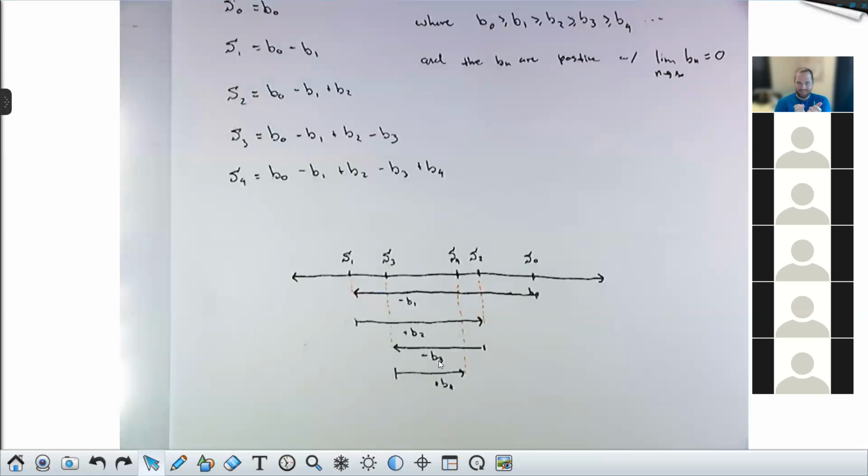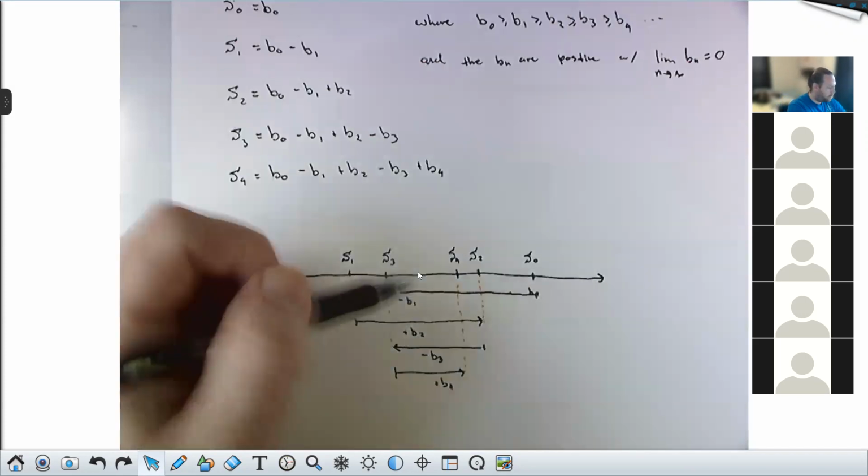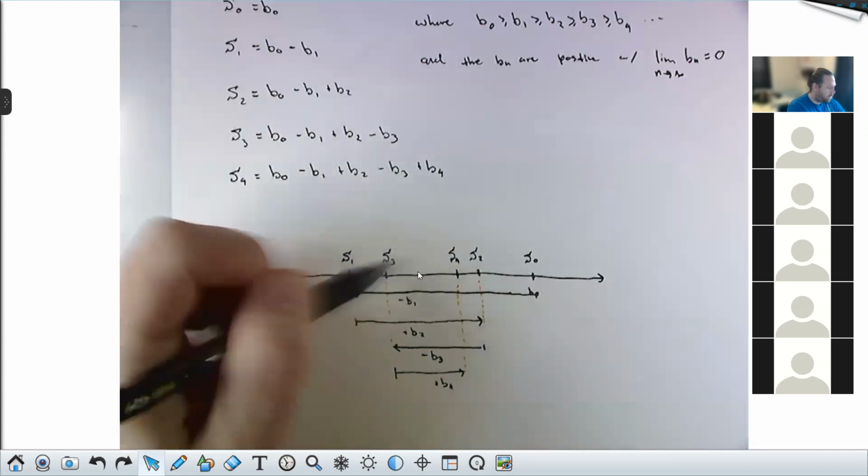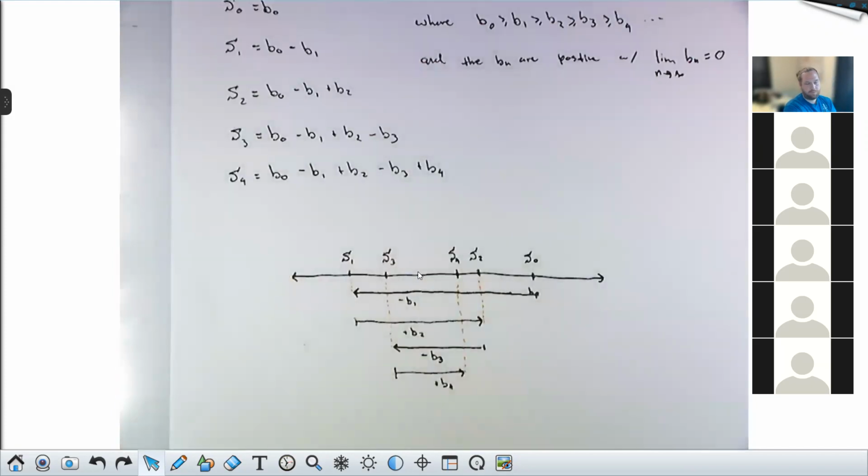Yeah, exactly. They're getting closer together. Now, if the limit of the BNs was not 0, then eventually I would get to a point here where I just toggle back and forth between like here and here, bouncing between those same 2 points. If the limit of the BNs was like 1, then I would bounce back and forth between here, here, here, where this distance is always 1. So let's make some observations.